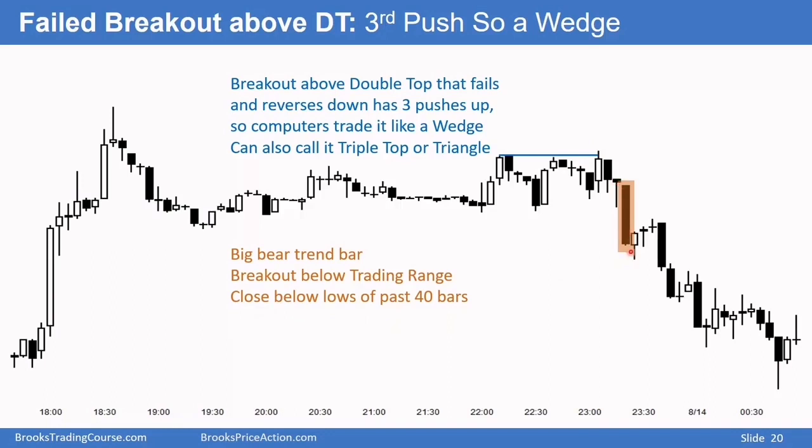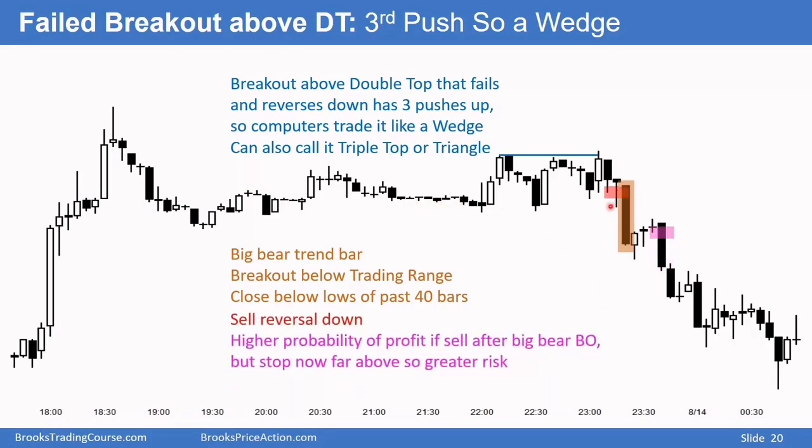Big bear breakout, closing below the low of the wedge, closing below the low of the past 30 or 40 bars, probably going lower. Traders will sell the reversal down, or after this breakout, this is a bear flag, they'll sell below the low of this bar, betting that the bear trend will resume down. It's higher probability to sell after you see a strong bear breakout.